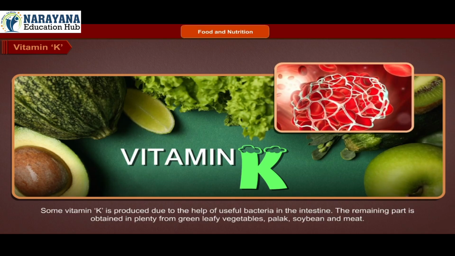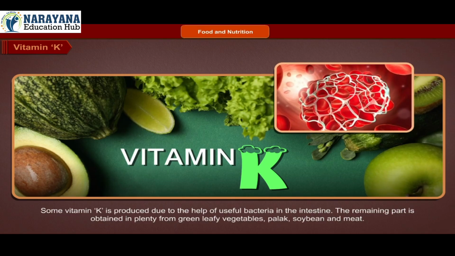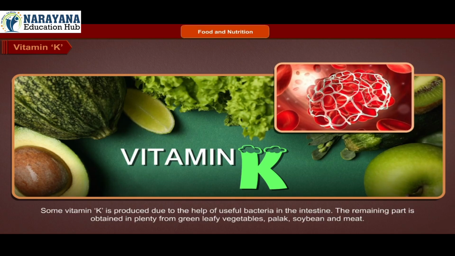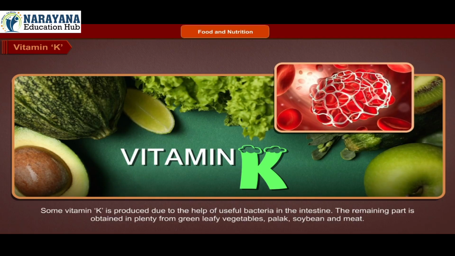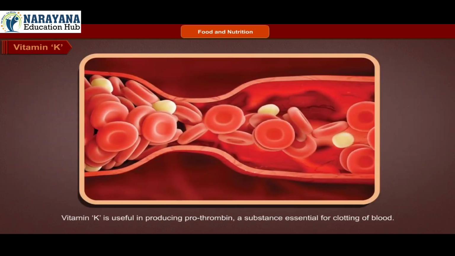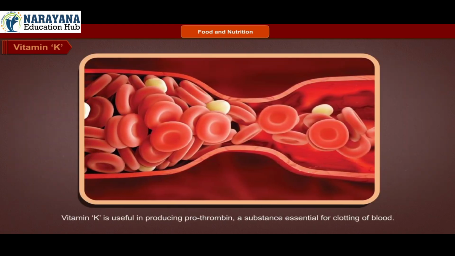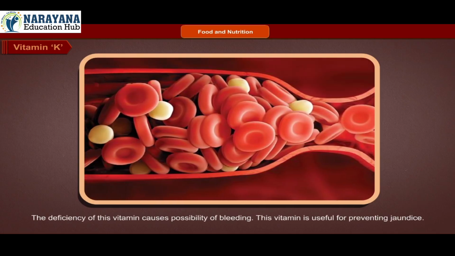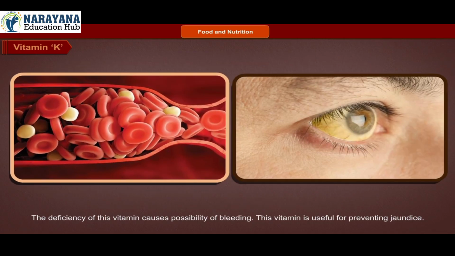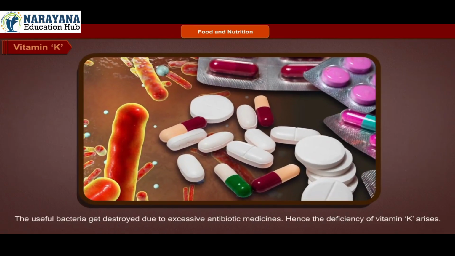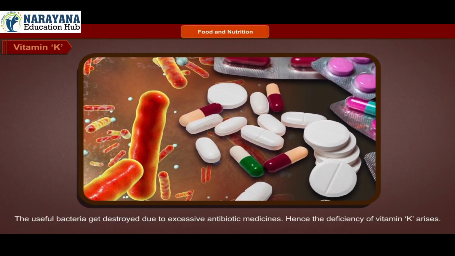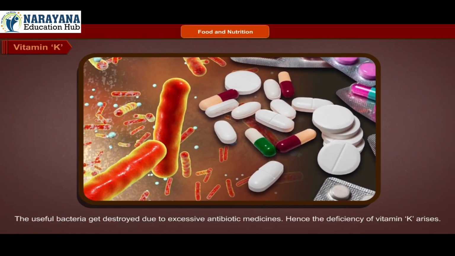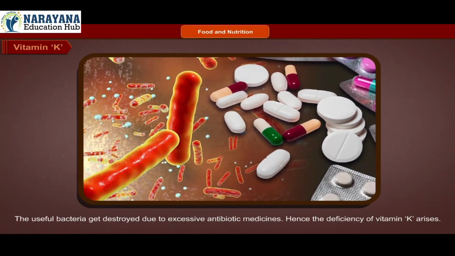Some vitamin K is produced with the help of useful bacteria in the intestine. The remaining part is obtained in plenty from green leafy vegetables, palak, soybean, and meat. Vitamin K is useful in producing prothrombin, a substance essential for clotting of blood. The deficiency of this vitamin causes possibility of bleeding. This vitamin is useful for preventing jaundice. The useful bacteria get destroyed due to excessive antibiotic medicines. Hence, the deficiency of vitamin K arises.